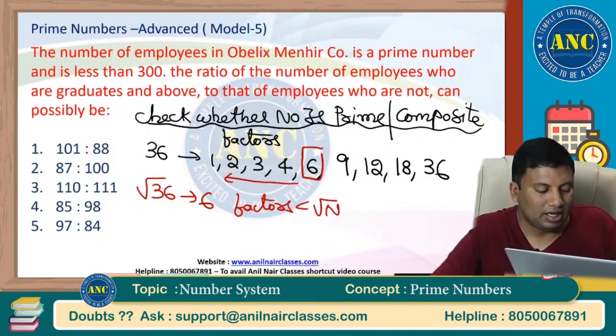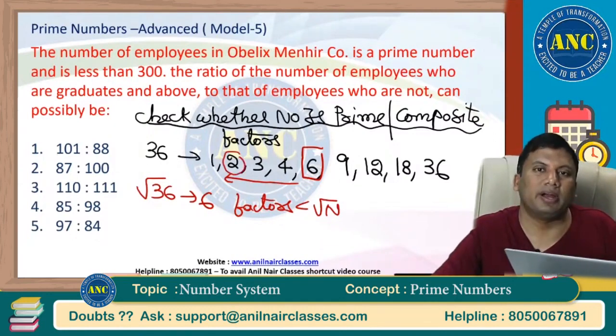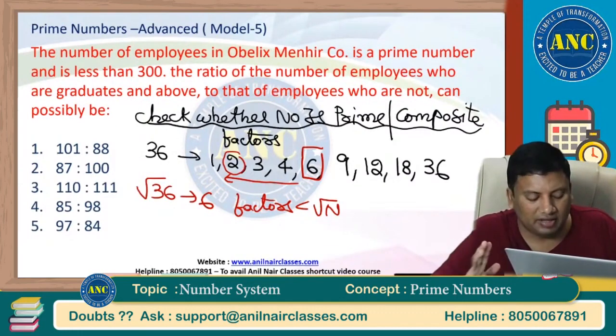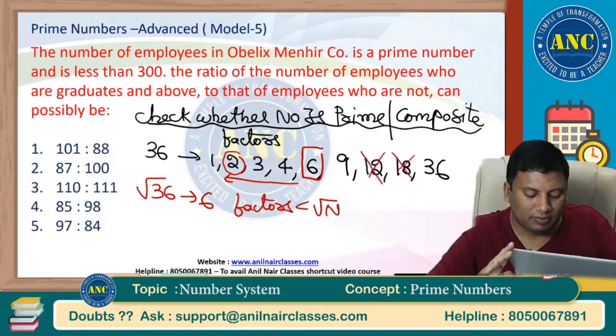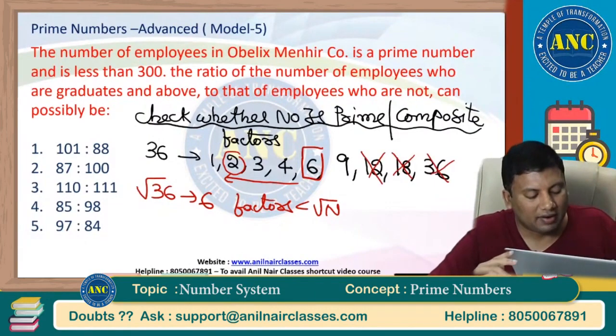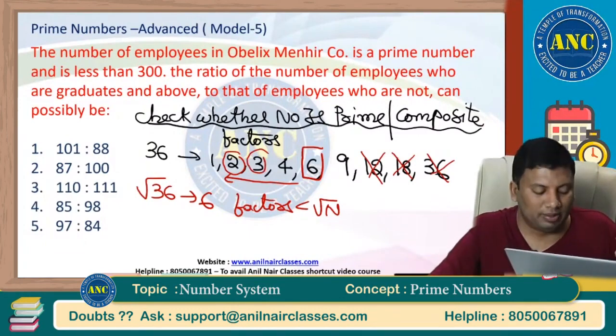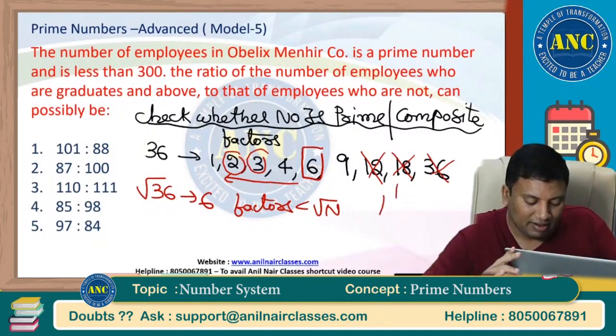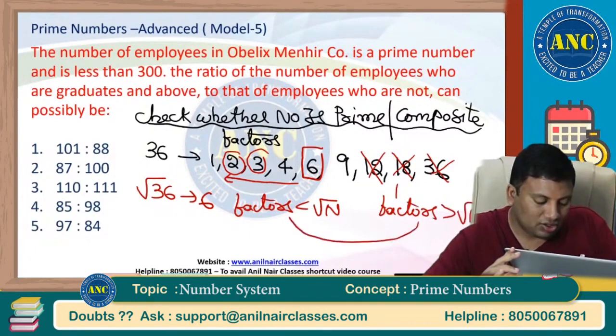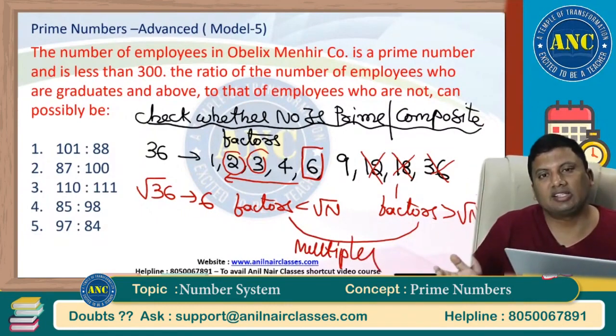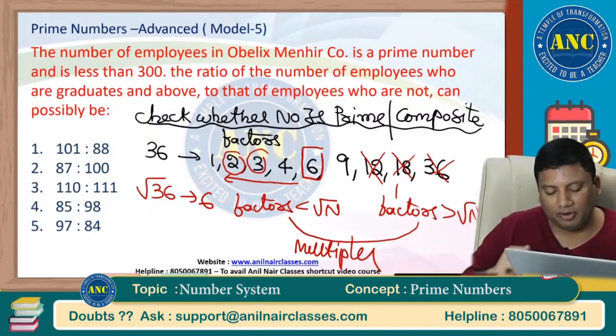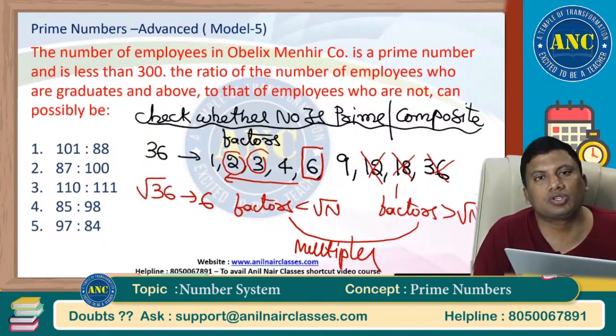Suppose 36 is not divisible by 2. It cannot be divisible by 12, 18, 36. Or if 36 is not divisible by 3, it cannot be divisible by any number which is a multiple. Factors greater than root 36 are actually multiples of factors less than root 36. Are you all with me? 9 is a multiple of 3. 12 is a multiple of 2 and 3. 18 is a multiple of 3 and 2. 36 is nothing but 2 square into 3 square.